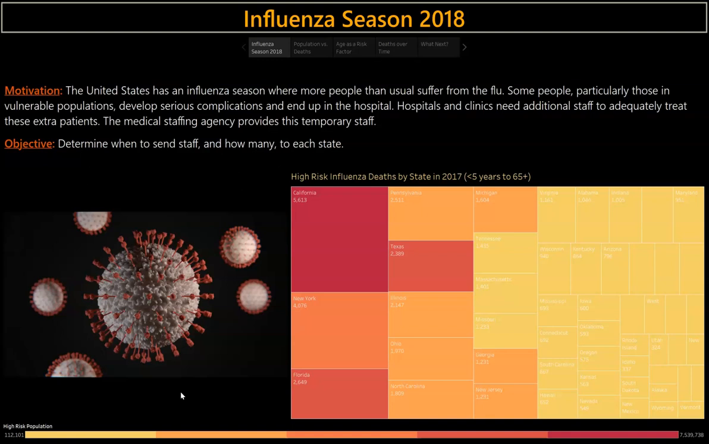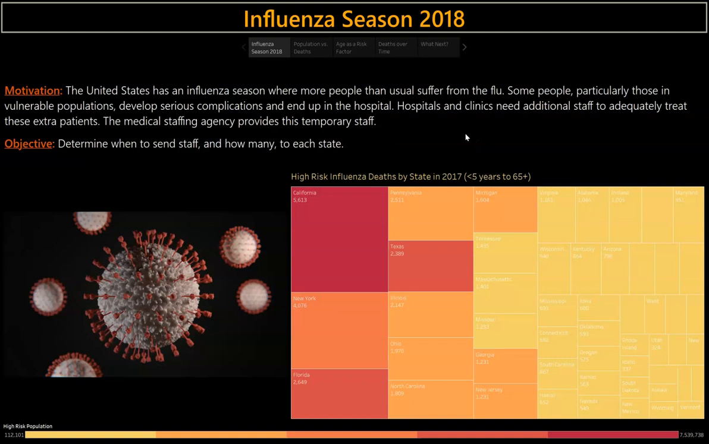Influenza causes a lot of deaths each year, particularly in high-risk populations. You can see this tree map here shows just the high-risk deaths in the states for just the year of 2017. California, New York, Florida, Texas, these guys have had the worst of it in 2017.